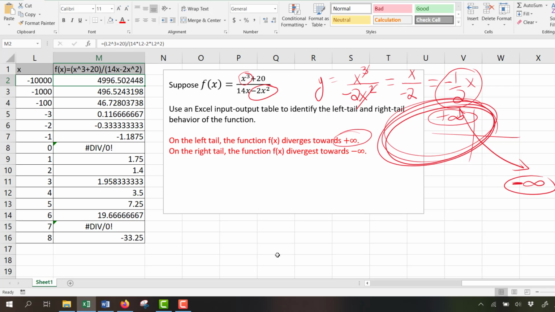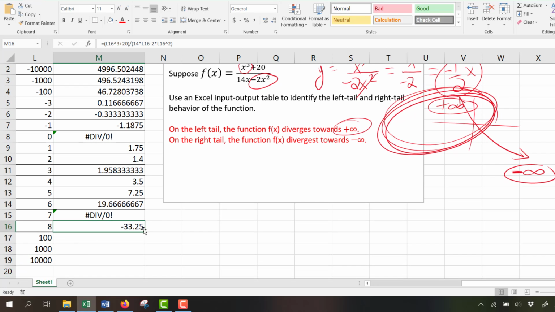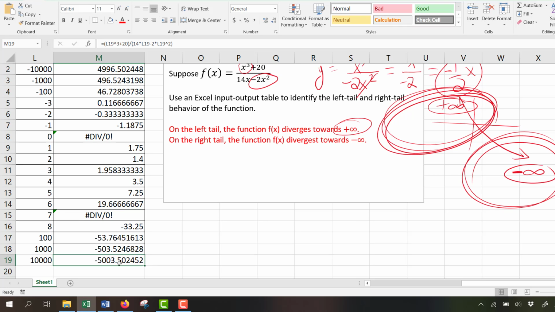Let's do the same thing on the right side. To explore function behavior on the right tail, I plug in x values like 100, 1,000, 10,000, and I drag down the function formula, and I see the y values are negative 53, then negative 503, then negative 5,003. They're plunging downward towards negative infinity, just like we said they would on the right tail. So on the right tail, the function f of x does diverge towards negative infinity.